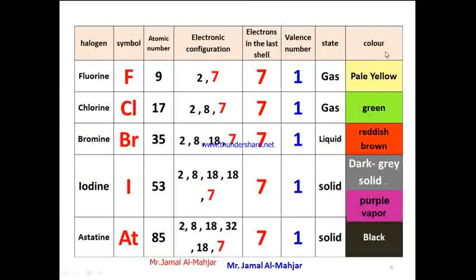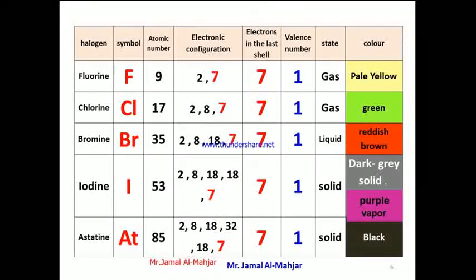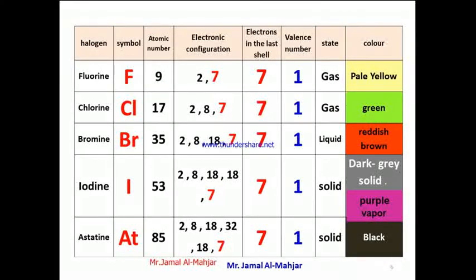Also about the color. The fluorine is pale yellow, and this one is green, or sometimes you call it greenish yellow or pale green. All of them are right. You can say pale green or greenish yellow. It's between yellow and green. And this we can say reddish brown. Bromine, it's reddish brown or red brown.